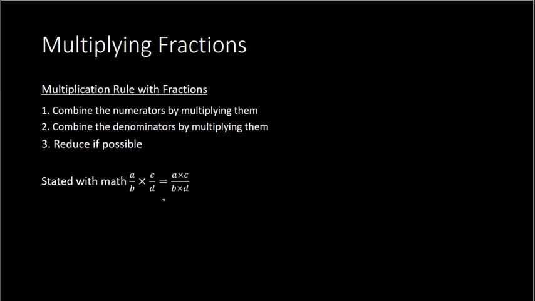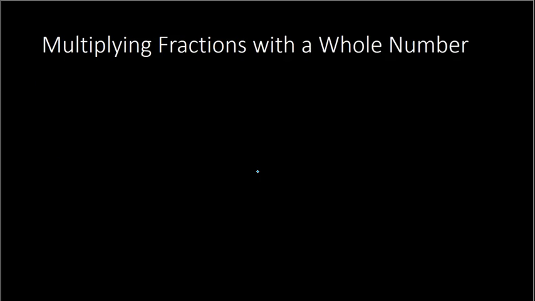In math notation, if we use the letters A, B, C, and D, we would have our property expressed right here. If you had A over B times C over D, you can multiply A times C, put it on the top, then multiply B times D and put it on the bottom. So let's take a look with many different examples.